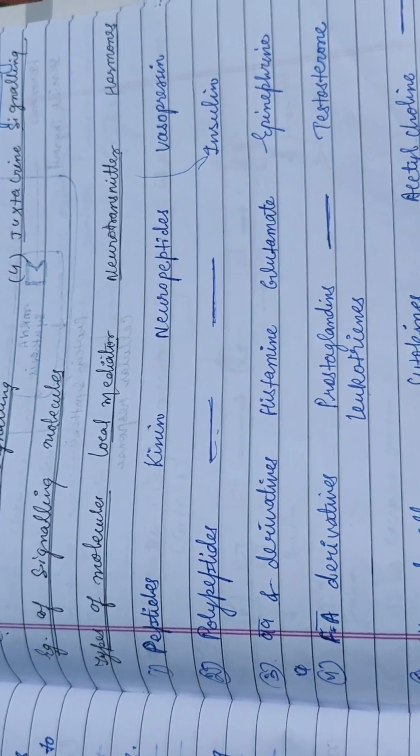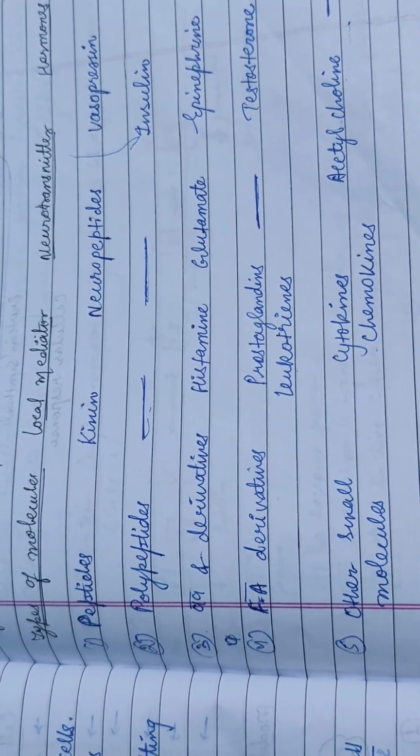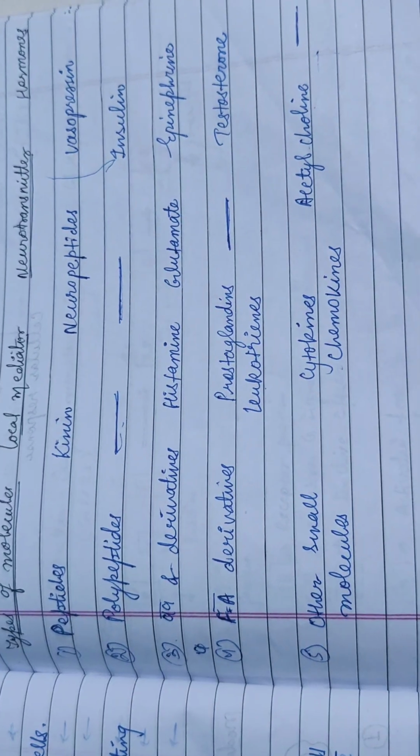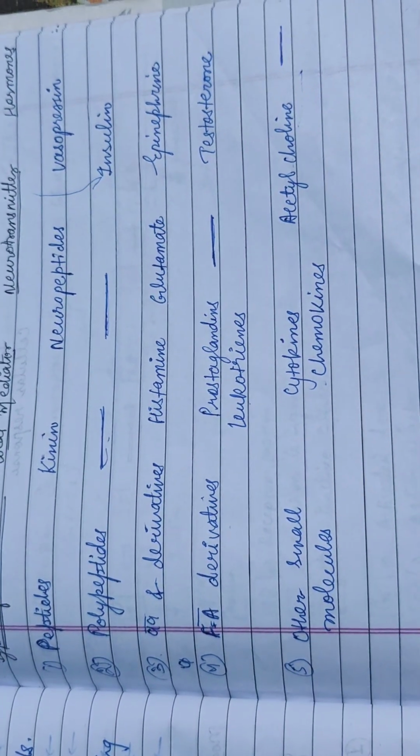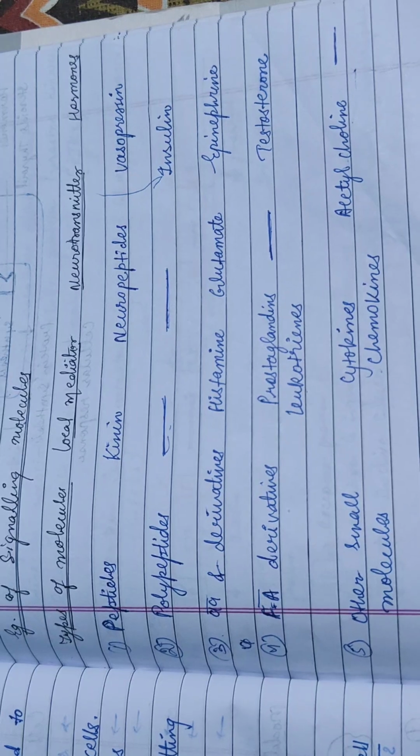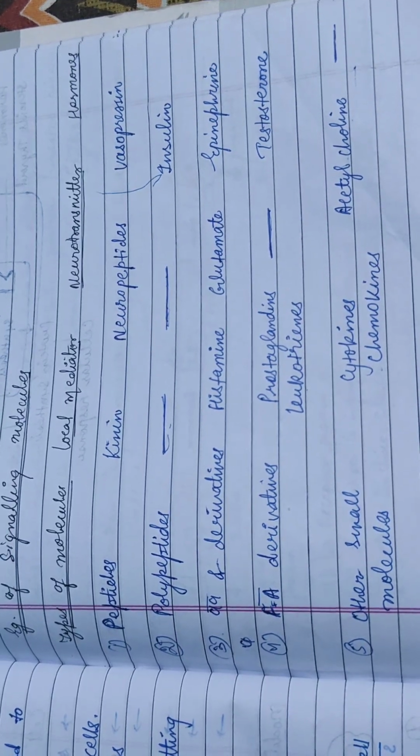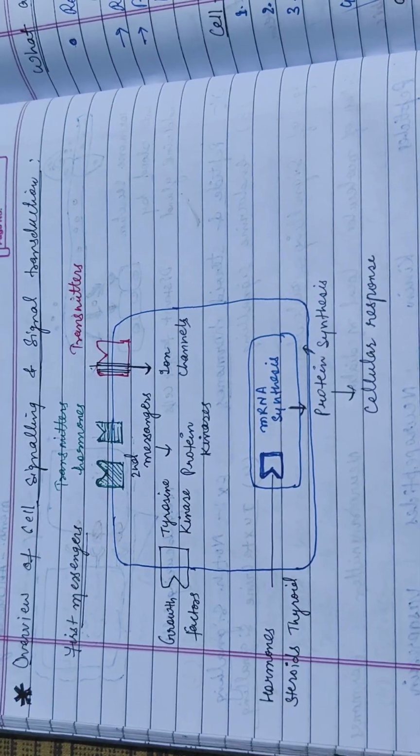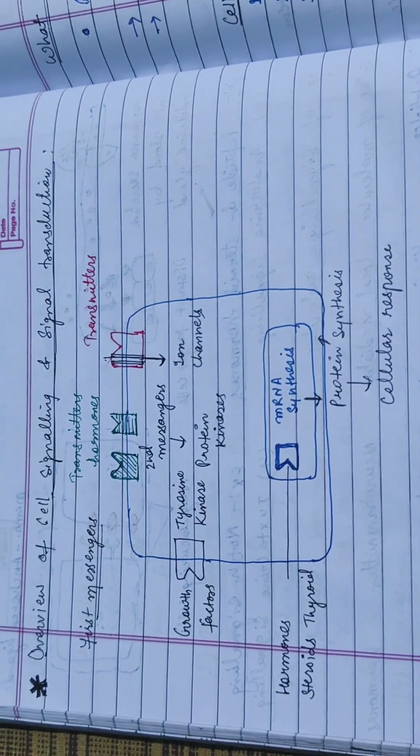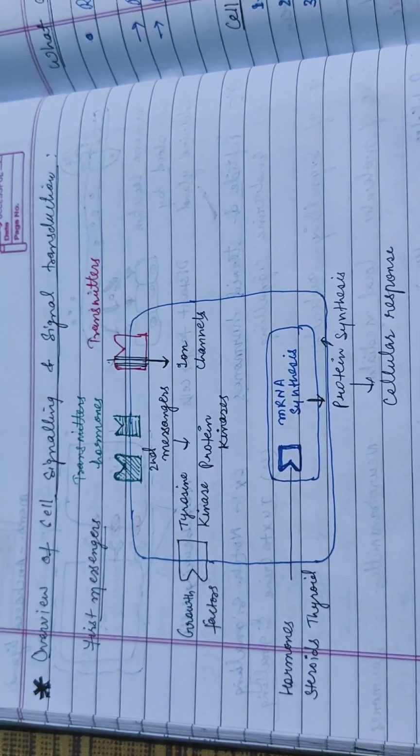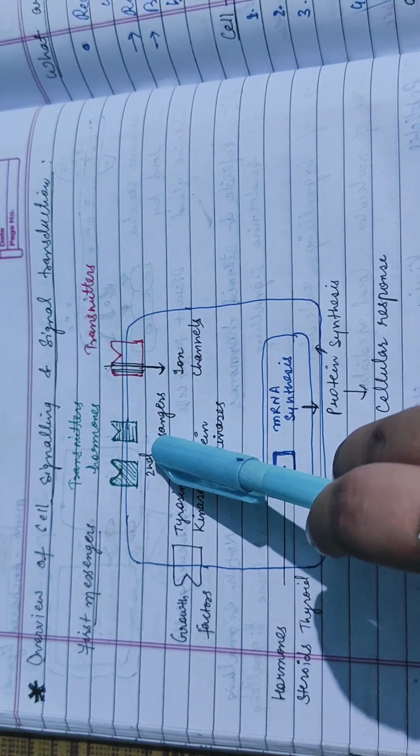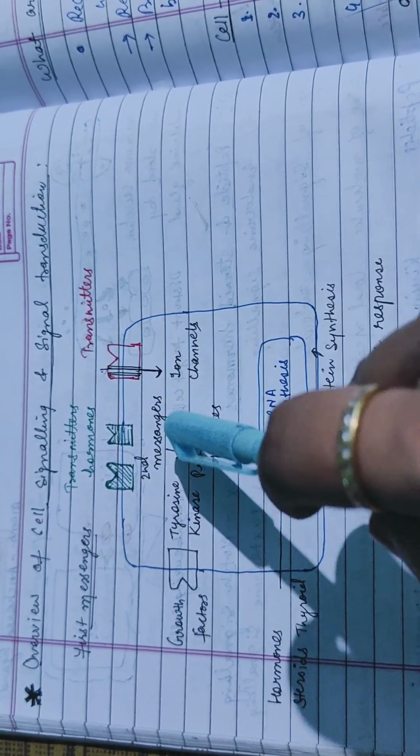Examples of signaling molecules are peptides, polypeptides, amino acids and derivatives, and other small molecules. Their local mediators, neurotransmitters, and hormones. It is a figure of the overview of cell signaling and signal transduction. Here are the neurotransmitters, hormones, and then the transmitters.